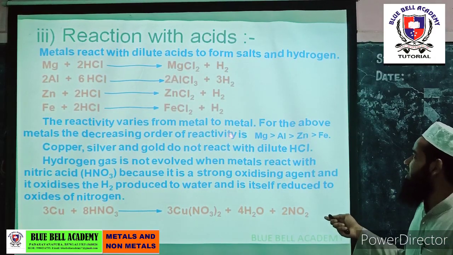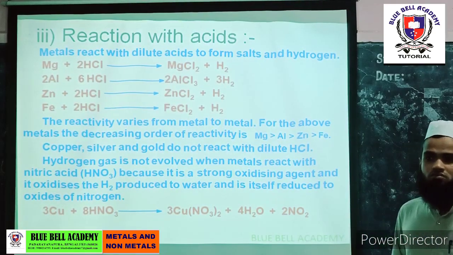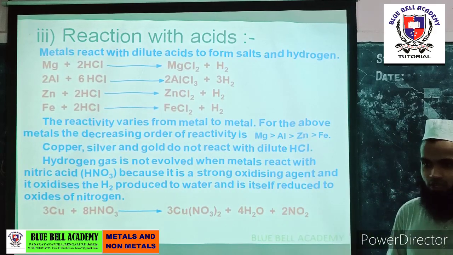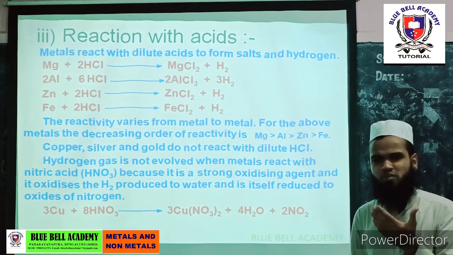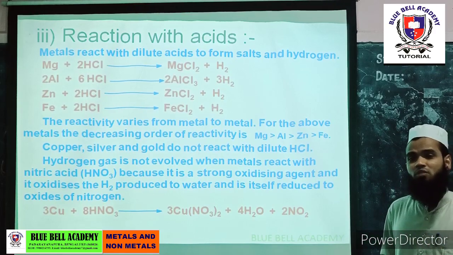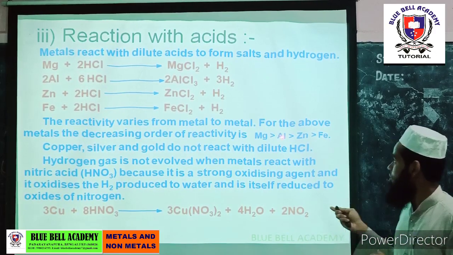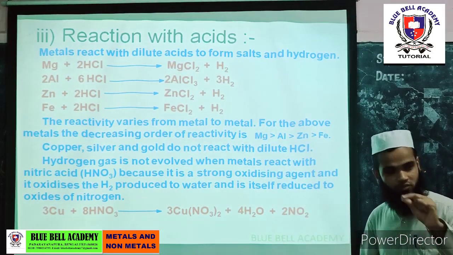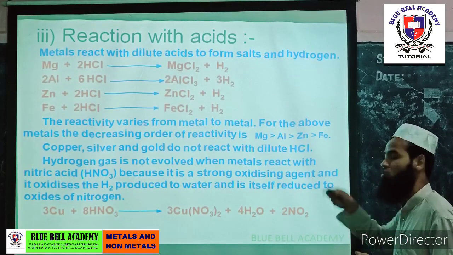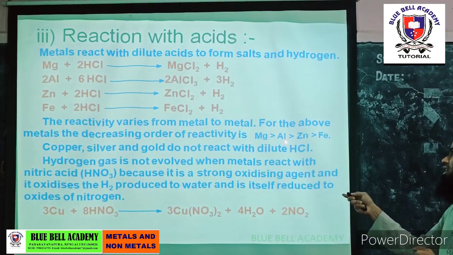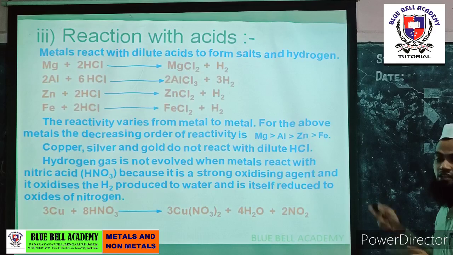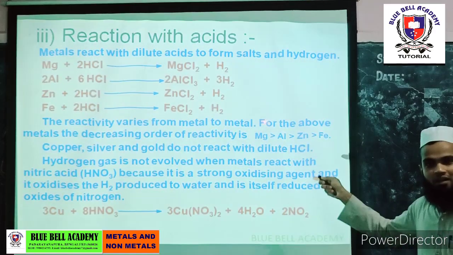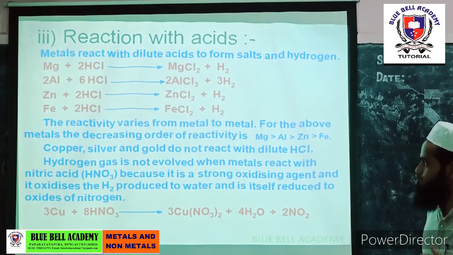Reactivity varies from metal to metal. All the metals do not stand in the same condition when they react with the acid. They will react with the acid in different manners. Some of them react very fast, some react very slowly. For the above metals, the decreasing order of reactivity is mentioned in your textbook too. Magnesium is more reactive than aluminium, then zinc, and finally iron. So this is one of the activities that can be asked in a choose-the-correct-answer question.